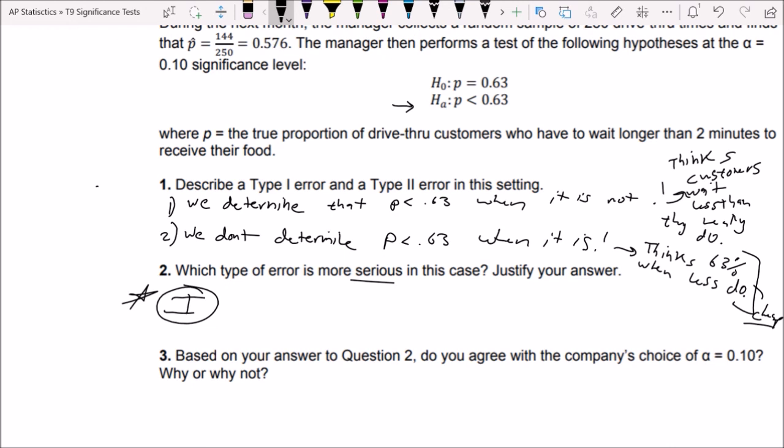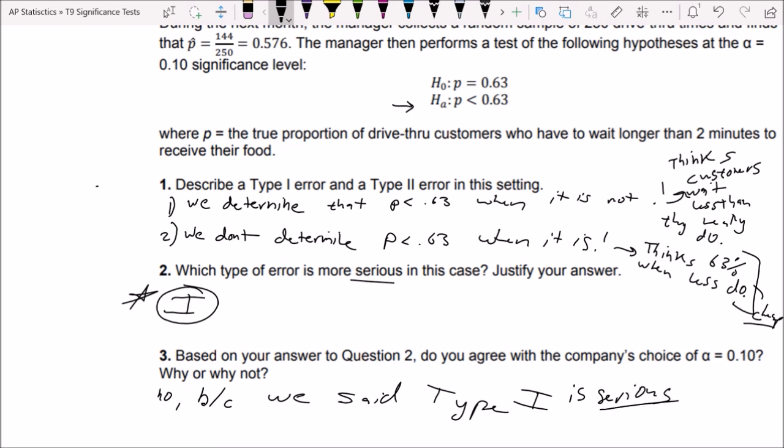So are we okay with a 10% chance that we're wrong and that we think that a smaller percentage than 63% of customers are waiting for 2 or more minutes when actually that 63% are still waiting? Probably not. So I'm going to say no. And the reason is because we said type 1 is more serious. So type 1 is a serious error.